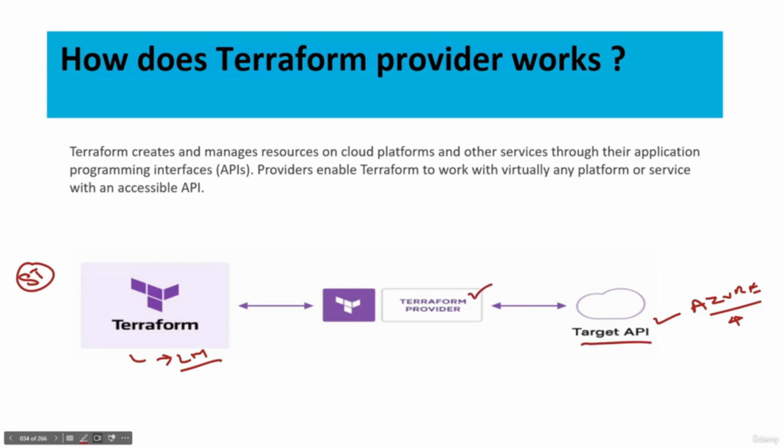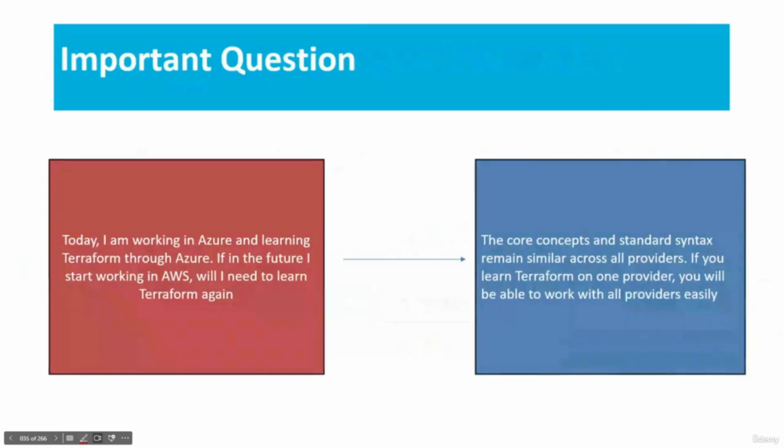Here I have mentioned the Azure one. So the target provider would be AzureRM. If the target API is AWS, we need to use the AWS provider. So it is good to say the provider is a middleman who is responsible for fetching the request from our Terraform configuration and sending it to the target API.